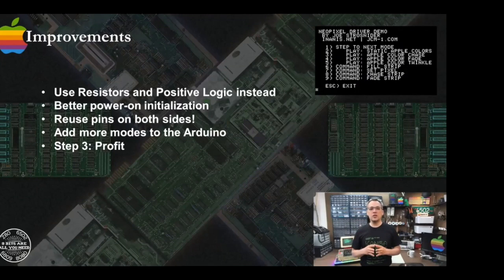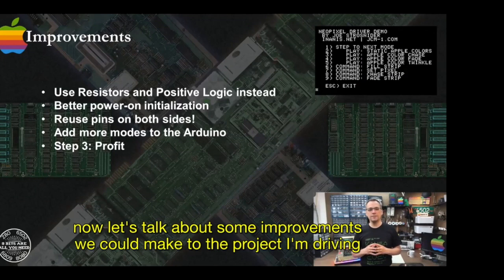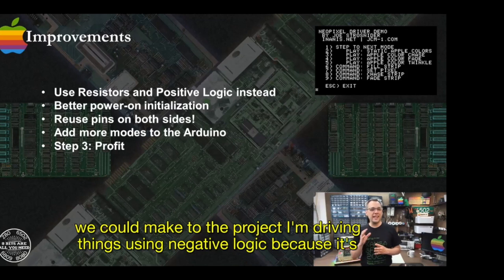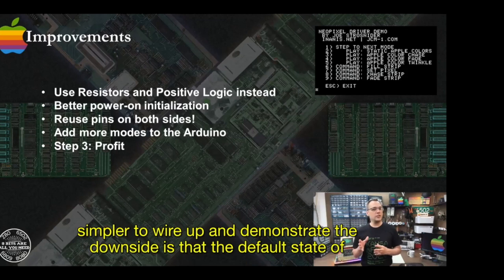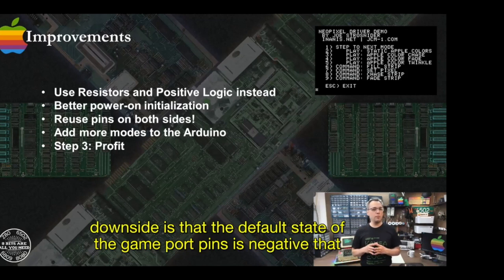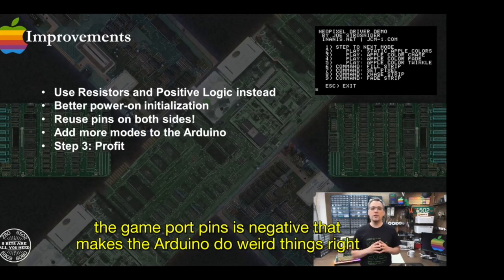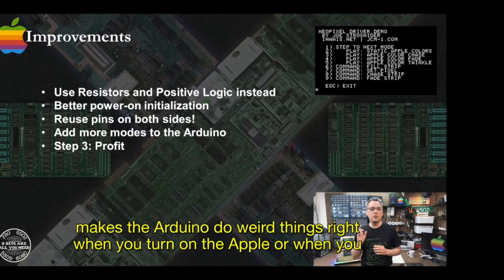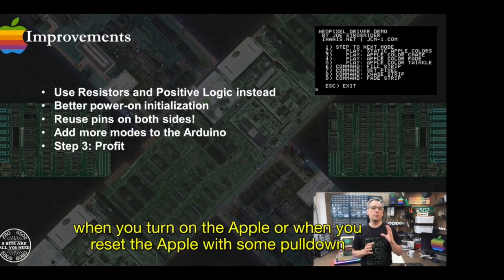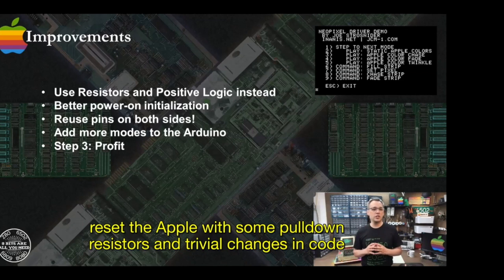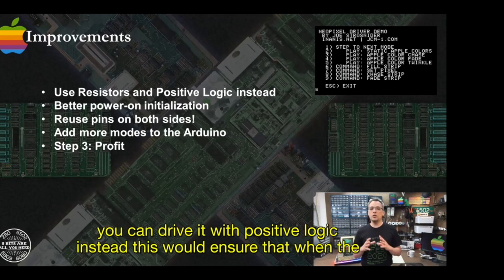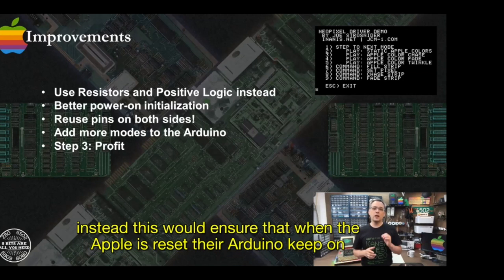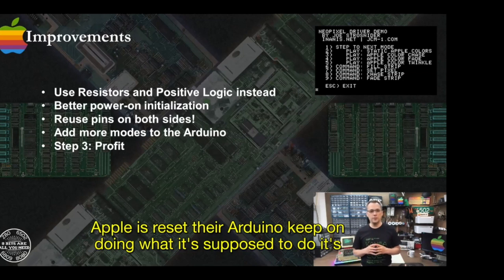Now let's talk about some improvements we could make to the project. I'm driving things using negative logic because it's simpler to wire up and demonstrate. The downside is that the default state of the Gameport pins is negative. That makes the Arduino do weird things right when you turn on the Apple or when you reset the Apple. With some pull-down resistors and trivial changes in code, you can drive it with positive logic instead. This would ensure that when the Apple is reset, the Arduino will keep on doing what it's supposed to do.